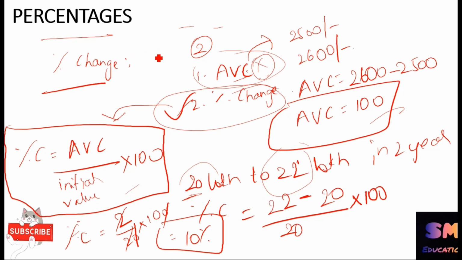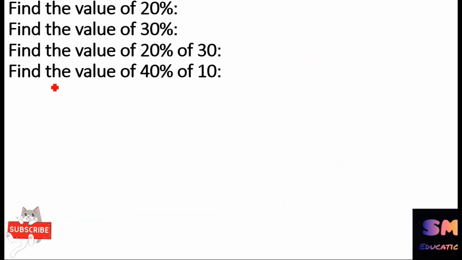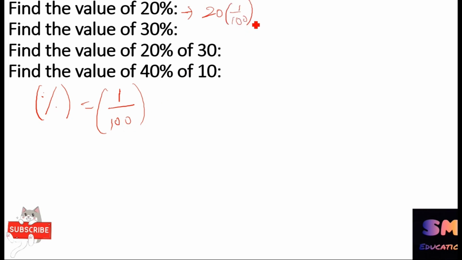So these are all the concepts of percentage. Let's solve some problems so that we can get an idea. Find the value of 20%. Wherever a percentage comes, we have to substitute 1 by 100 in place of the percentage. So for 20%, we substitute 1 by 100, which gives you the value 0.2. So this is the value of 20%.